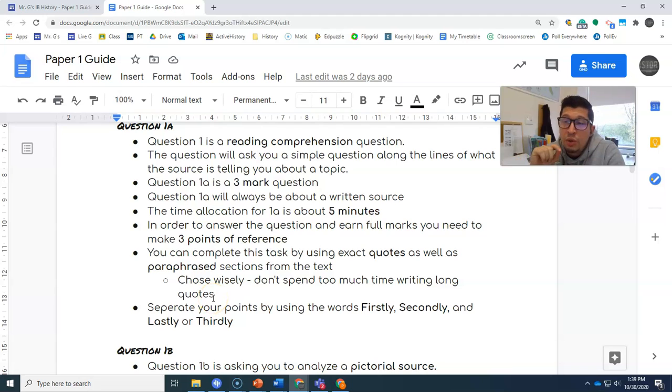The last part is that you separate your answers using the words firstly, secondly, and either lastly or thirdly. So, when speaking about the Treaty of Versailles, Source A says, firstly, give your quote or paraphrase. Secondly, give your quote or paraphrase. And here's where you can be creative: thirdly, or lastly, or even finally if you want, and then give your quote. That's question 1A.